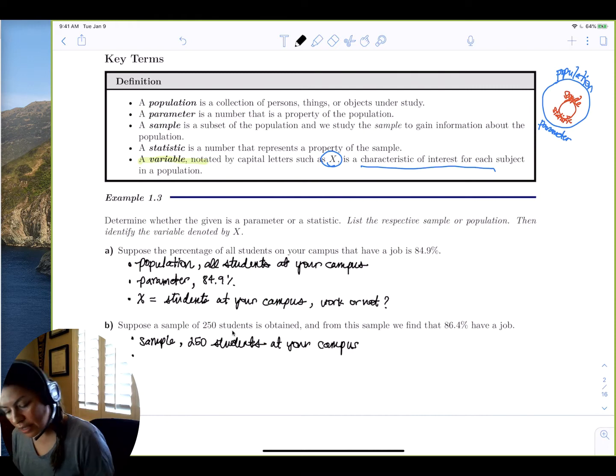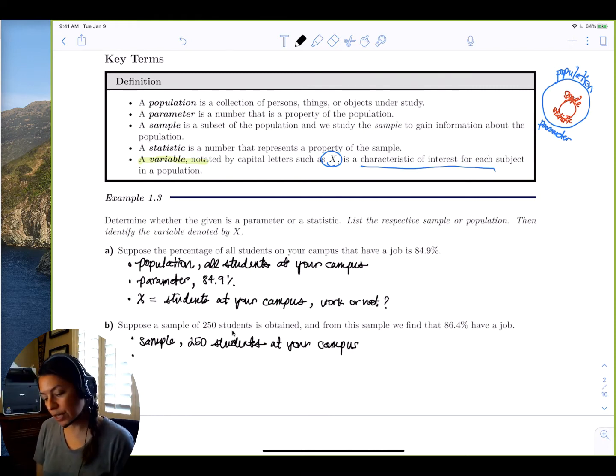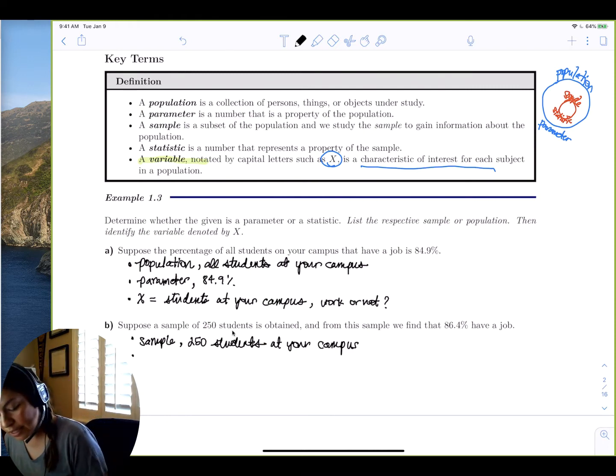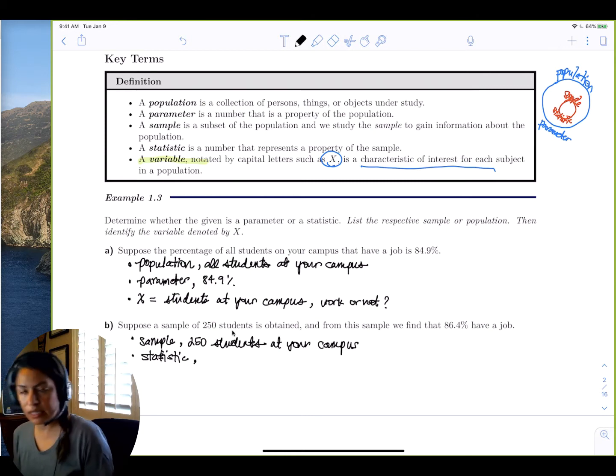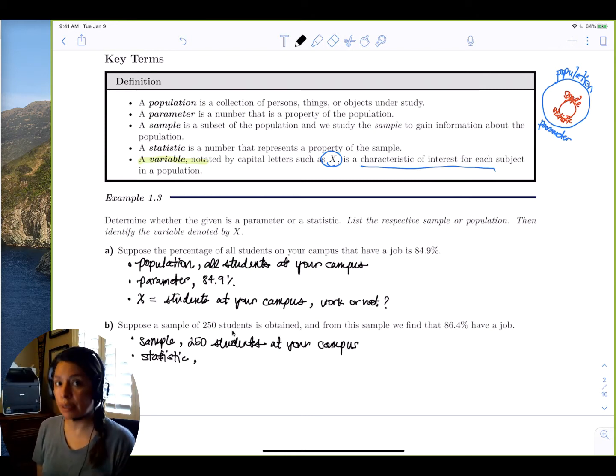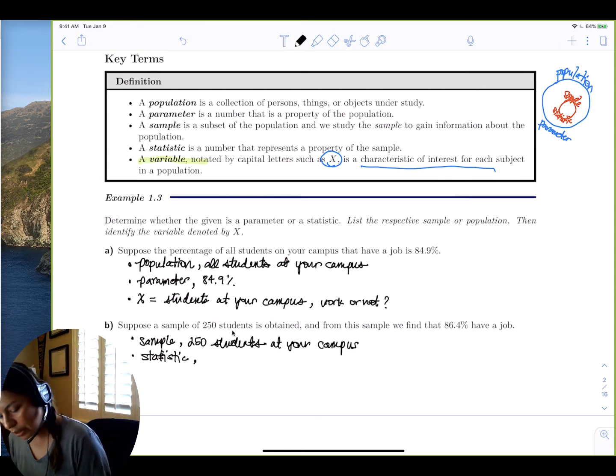Okay, well, if this is a sample of 250 students at your campus, this means we have a statistic, right? S with S, statistic. And what was the statistic? Remember, it's a number about the sample. So what was the number they gave about the sample? That 86.4%, right, have a job.